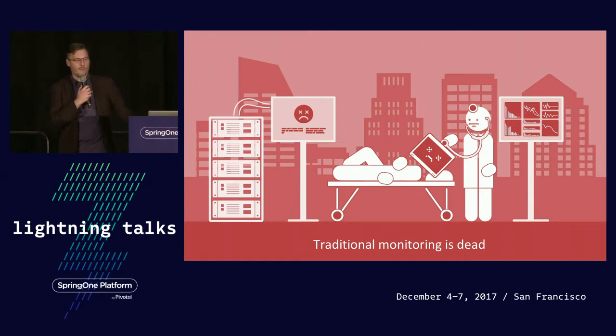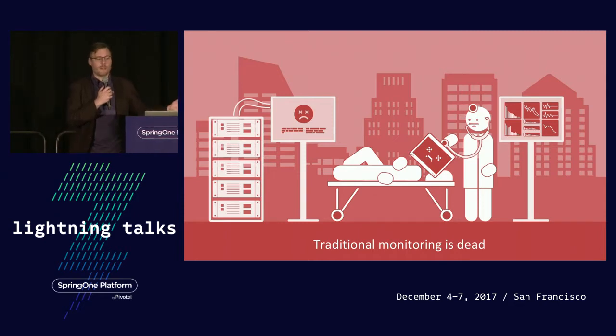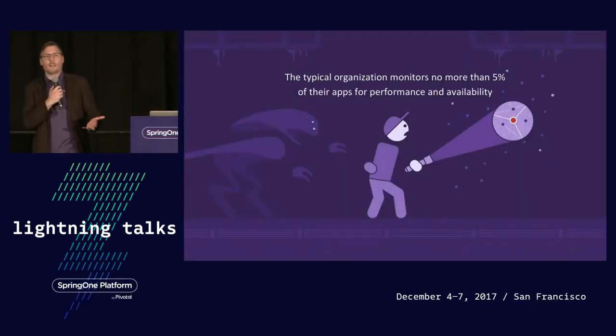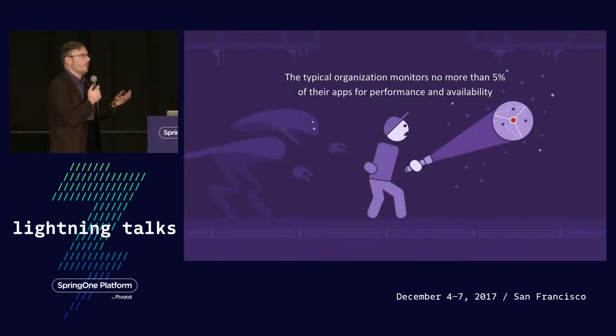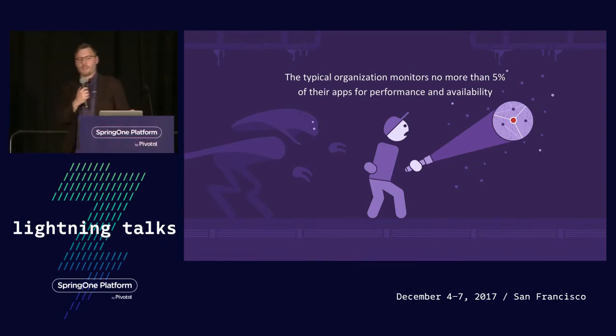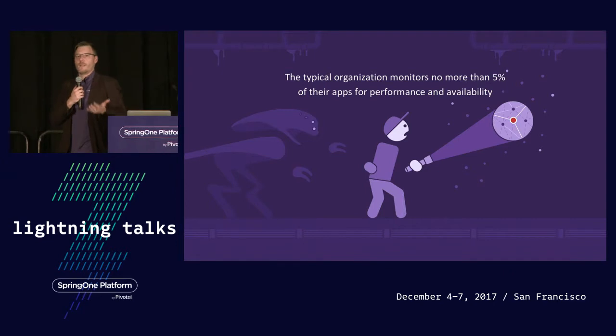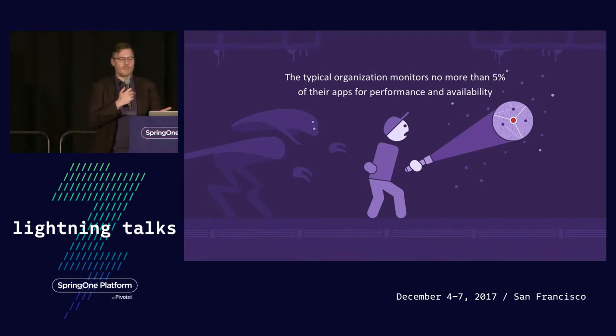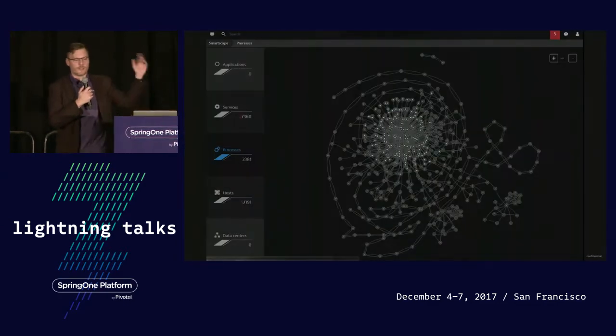I've got a couple of flashy slides here. Normally, I would blip through these. So, traditional monitoring is dead, right? I like to drop a little something flashy here in the beginning. Now, why is traditional monitoring dead? Well, one of the things we found when working with our analyst partners was that the typical organization monitors no more than 5% of their applications, right? So what happens when something is lurking in the shadows?